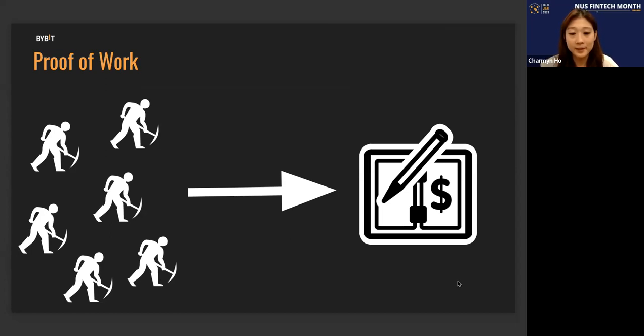For a proof of work system, it utilizes the concept of miners. So I'm sure you guys have heard of Bitcoin miners before. And what they do in the proof of work system is basically verifying every transaction that comes through for all participants in the network. In a way, they do this tedious work so the rest of us don't have to.